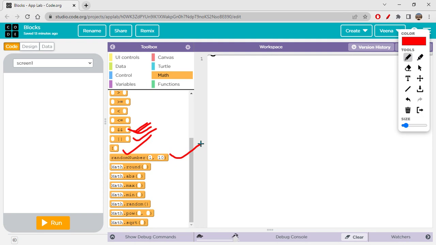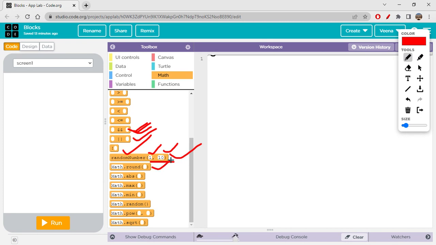Then we have random number. Random number is where you give a range: this is the first value and this is the second value. Within this range, if you want any random number to appear on the screen, you can use this one. Here the range is 1 comma 10, which means any number from 1 to 10 can come up within the given range.